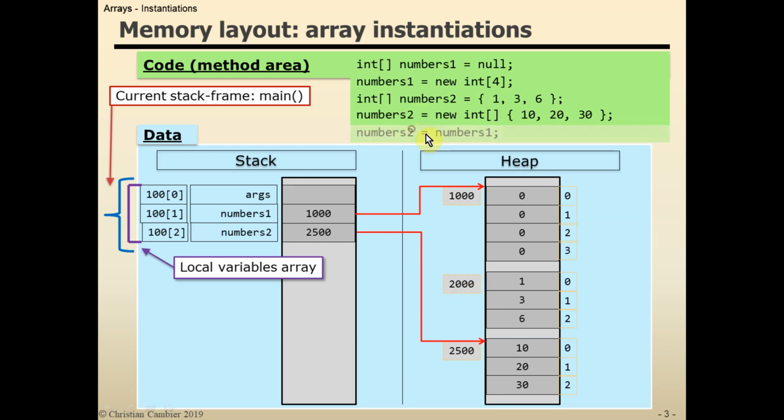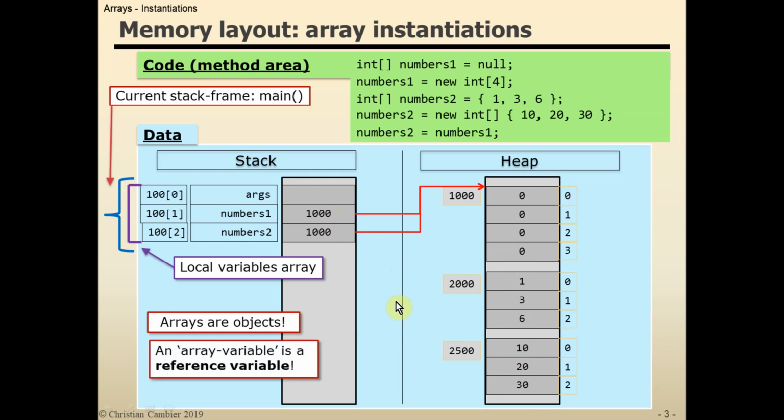Finally, when assigning numbers1 to numbers2, we'll have both reference variables refer to the same array, because the content of numbers1, 1000, will override the content of numbers2, 2500. Both reference variables now refer to the same array. Another array will be eligible for garbage collection. So, to resume, arrays are objects and array variables are reference variables.